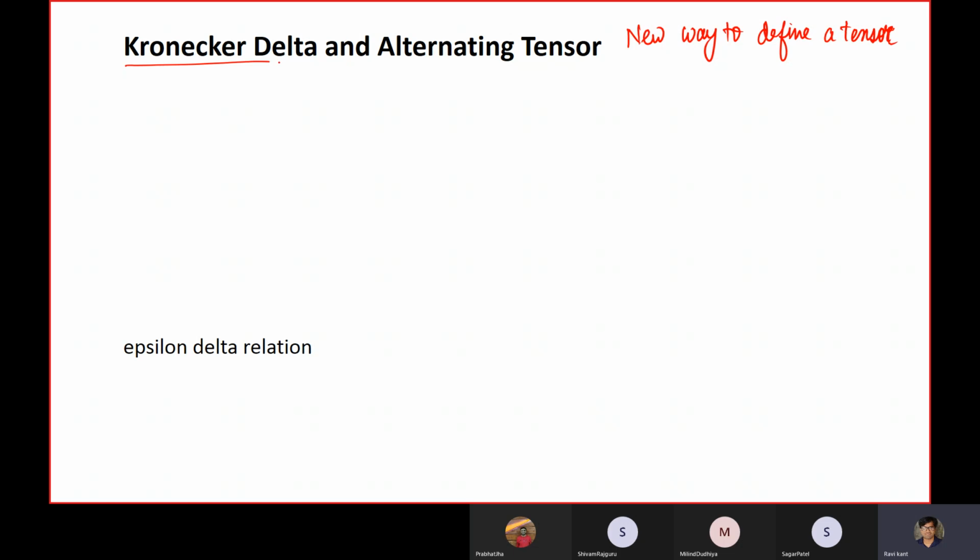So there is something called the Kronecker delta. Okay, Kronecker delta. Let me write it first. What is the Kronecker delta? The Kronecker delta is defined as delta ij, where i, j are the subscripts. The value of this delta ij will be 1 if the subscript i is equal to j, and it will be 0 if i is not equal to j.